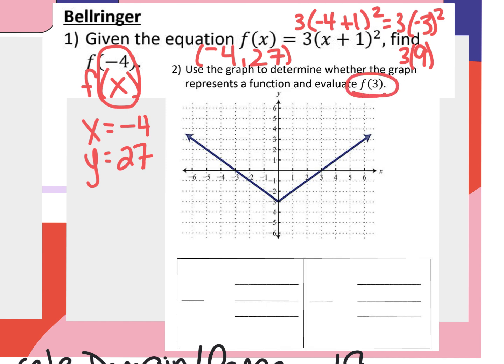Here we have f of 3. So again, we said x is 3. So here's my x-axis. Here's 3 on my x-axis. I am on the graph line. I don't have to go up or down, so my y is 0.